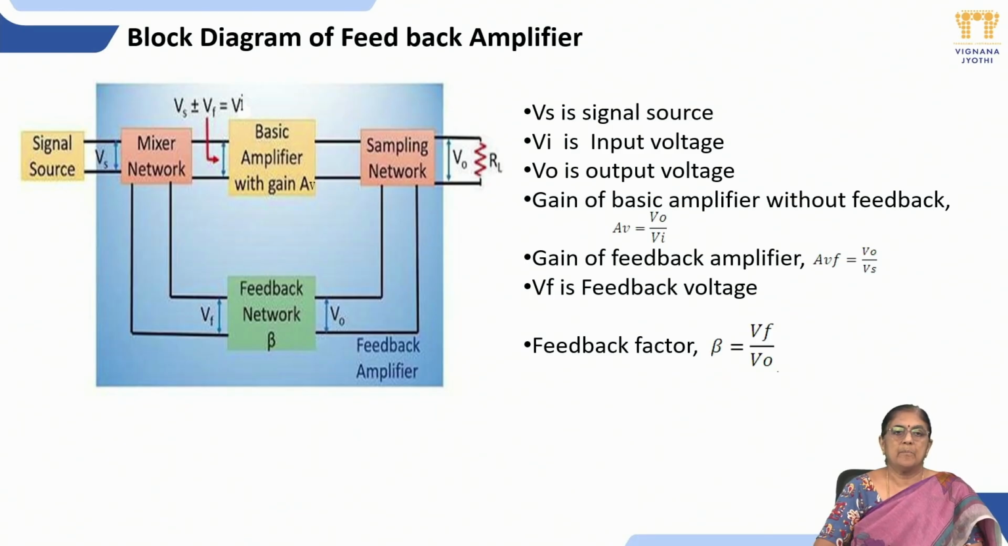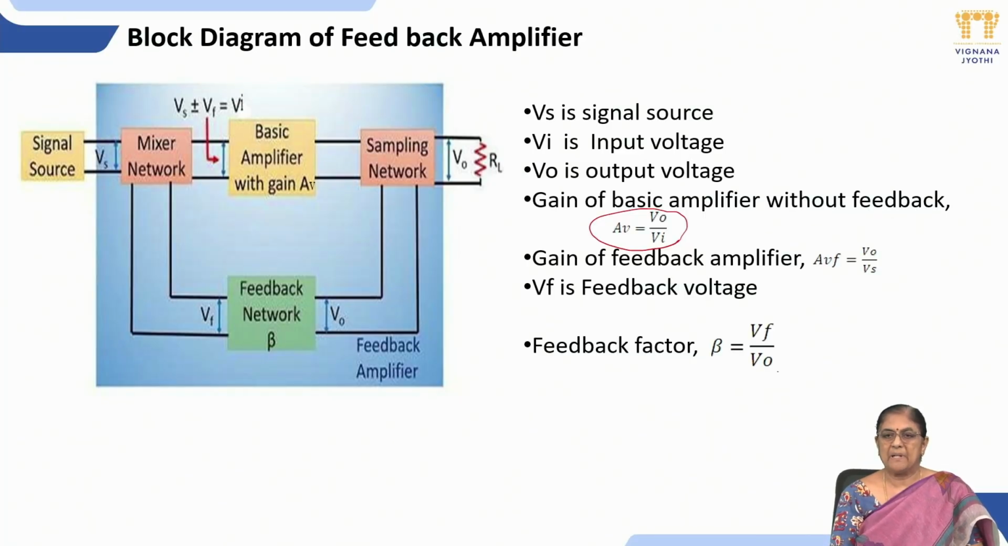Next we will learn about the block diagram of the feedback amplifier. The main blocks are signal source, mixer network, basic amplifier, sampling network, and feedback network. First we have to know the terms used in this analysis. Vs is the signal source, Vi is the input voltage of the basic amplifier, V0 is the output voltage, and the gain of the amplifier without feedback is AV, AV is equal to V0 by Vi.